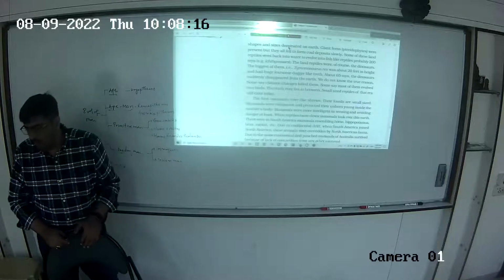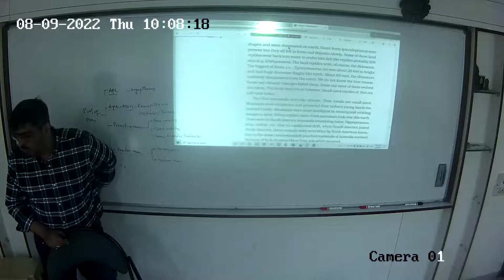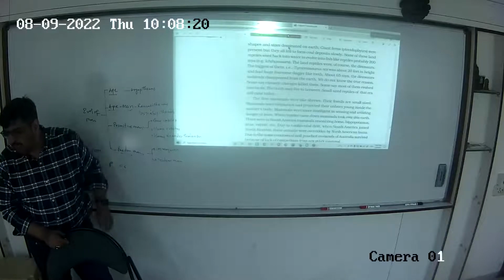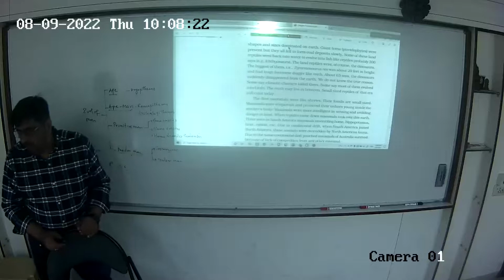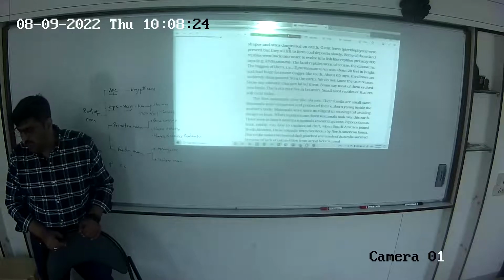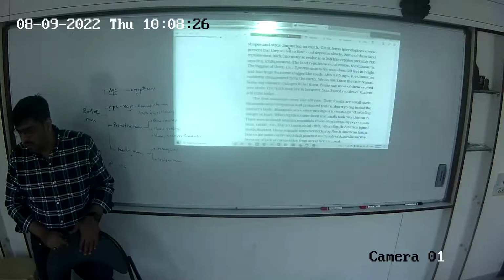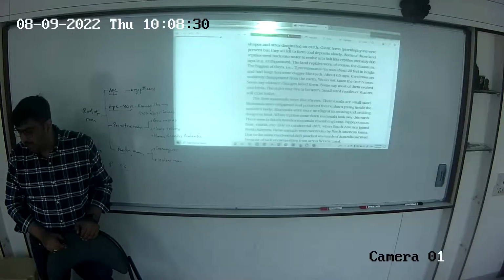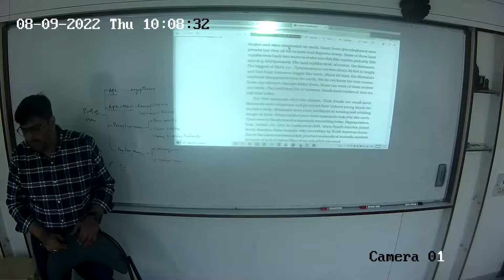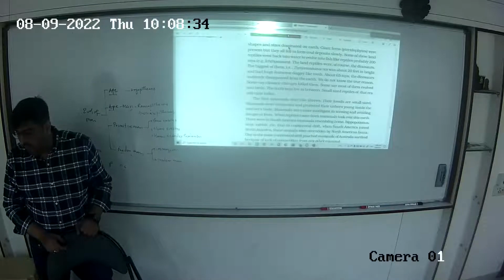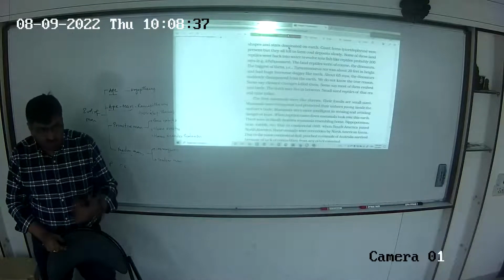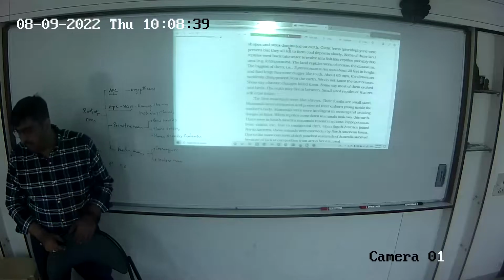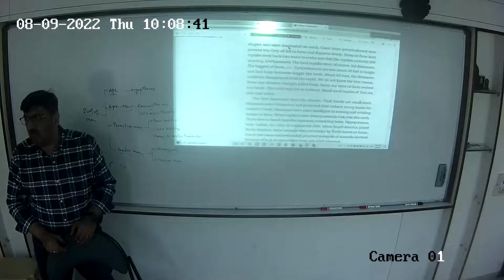Okay. The first mammals were like shrews. Their fossils are small sized. Mammals were viviparous, protected their unborn young inside the mother's body. Mammals were more intelligent in sensing and avoiding danger at least. When reptiles came down, extinct, mammals took over this earth.